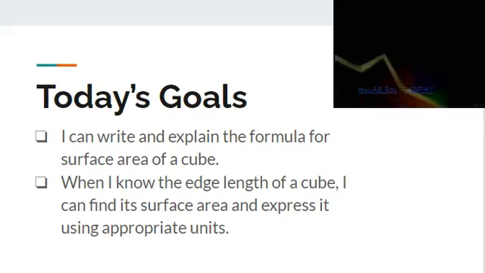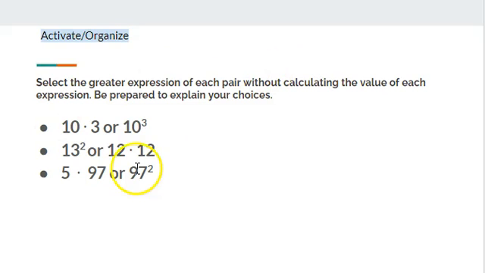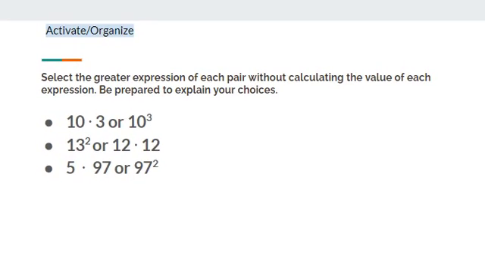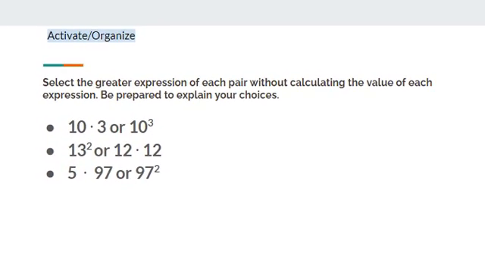All right, let's go. So I've got three sets of numbers here, and I want you to think about which one of these would be worth more in each part. So on the left side or the right side, which one's going to be worth more? Is 10 times 3 greater than 10 to the third power? No, it's actually less than, right?